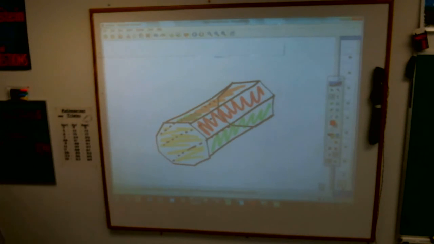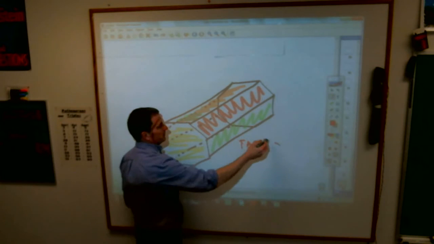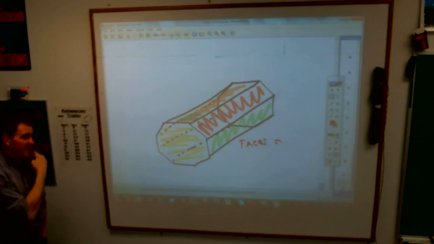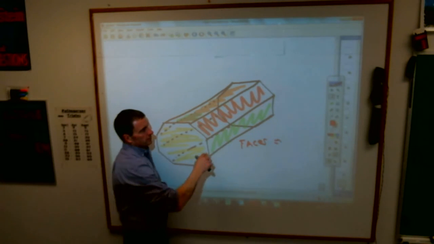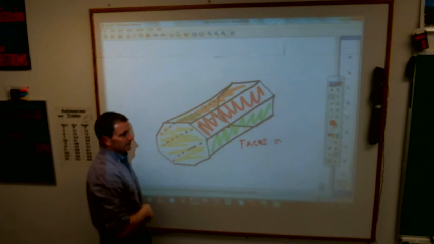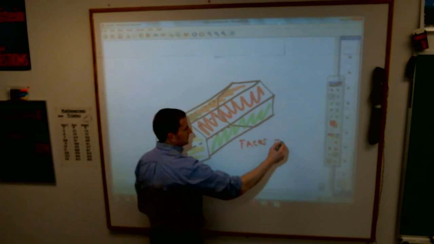How many faces do you see there? Or how many sides do we got there? Zach says 9. What about the back here? Did you get the back there? 8 go around the sides. And Zach, there are 10 faces.